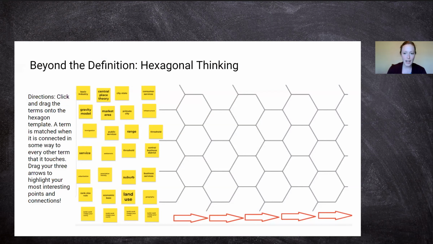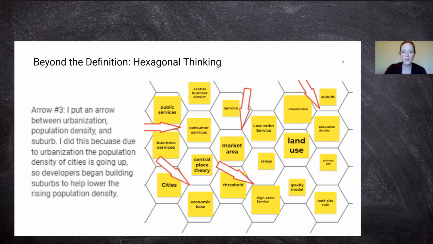You can do this in a Jamboard or in Google Slides or on paper. And what I do is I insert an image of a hexagon pattern from Google Images, and then I insert Post-its with words or terms that we're practicing with to review. The idea is then to place the terms in an arrangement where shared sides indicate some kind of relationship or connection. And then I have students use arrows to draw attention to the intersections that are most logical or most interesting or most unexpected.